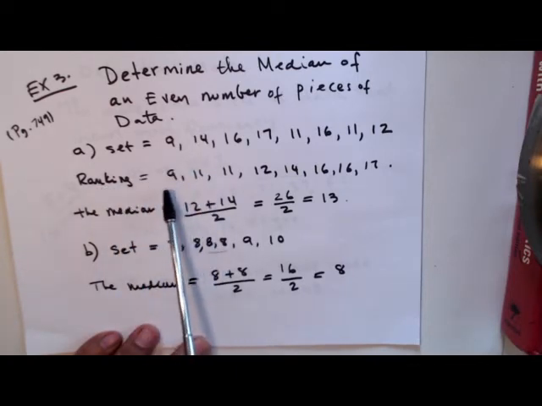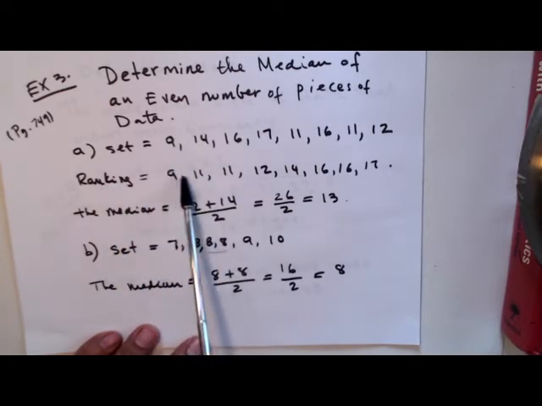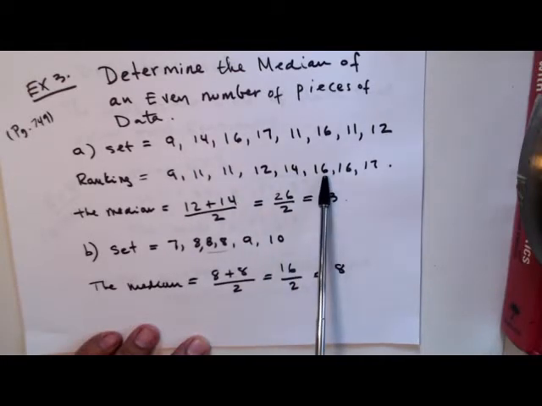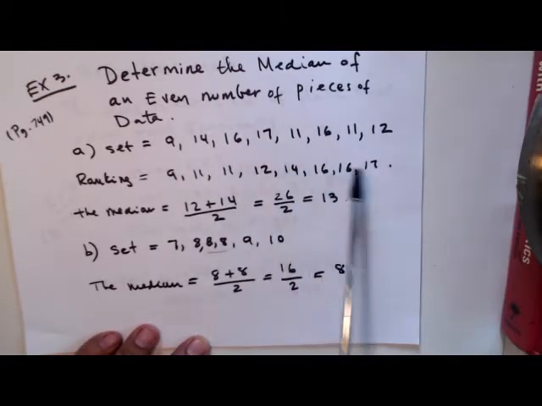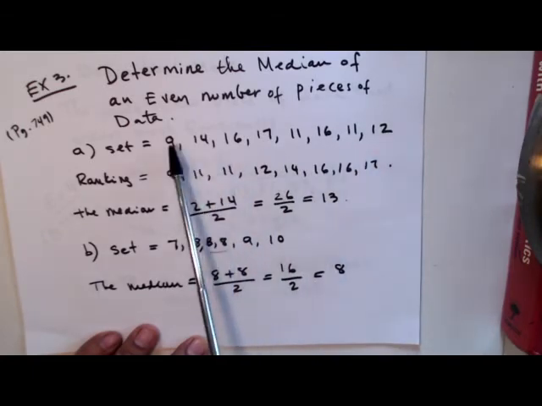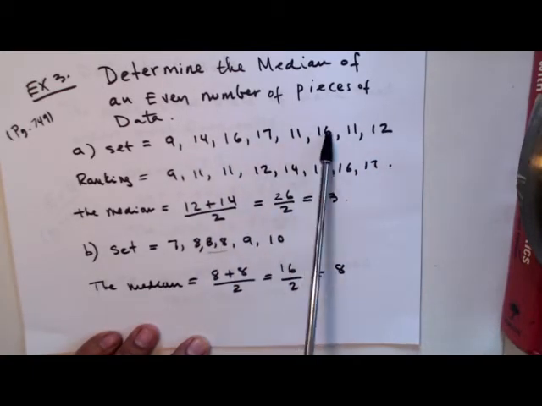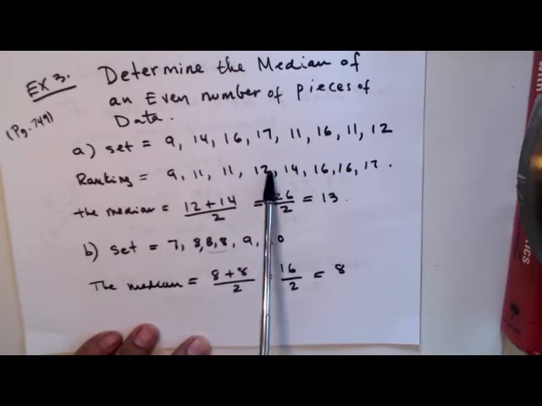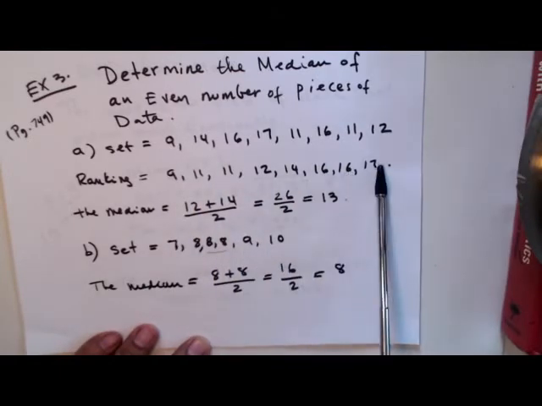So we'll organize it in ascending order. We have 9, 11, then another 11, then 12, 14, 16, another 16, and then 17. 1, 2, 3, 4, 5, 6, 7, 8. 8 elements. Make sure that we have 8 here.